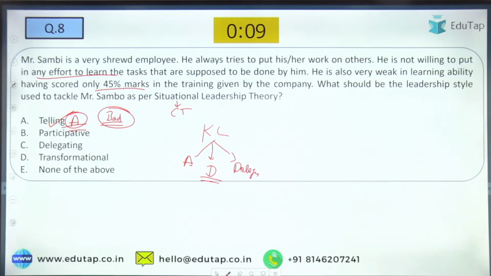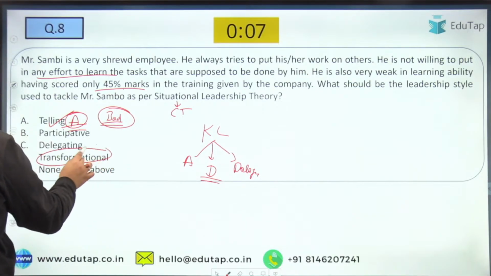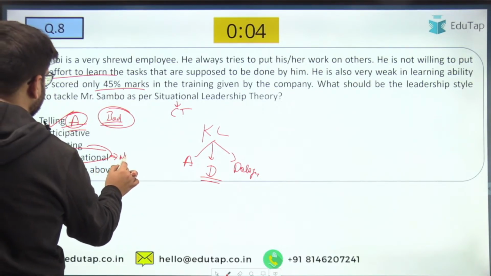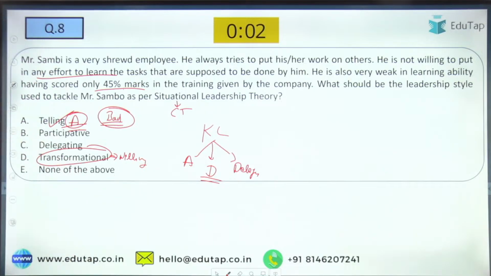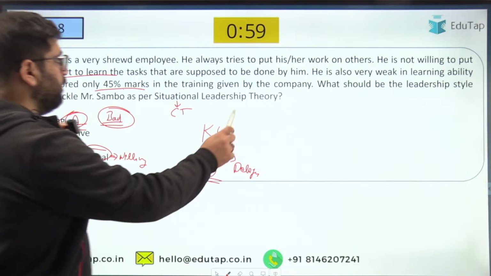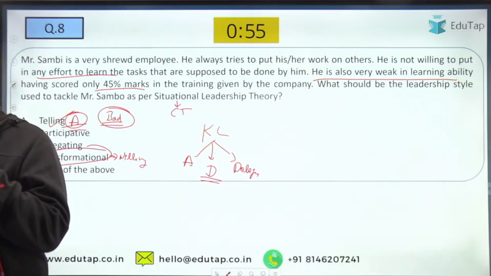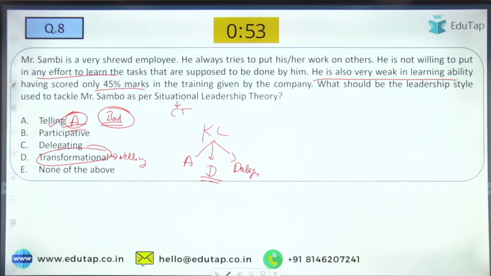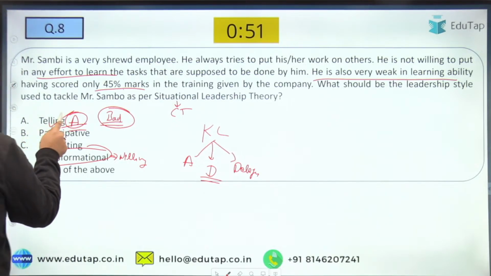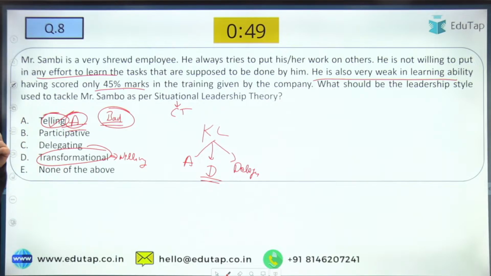Transformational we couldn't use, my friend, because in transformational you need an employee who is willing to learn. He is also very weak in learning abilities. It is clearly given, right? So you cannot use transformational. The correct answer will be telling. Telling basically is a kind of autocratic style.